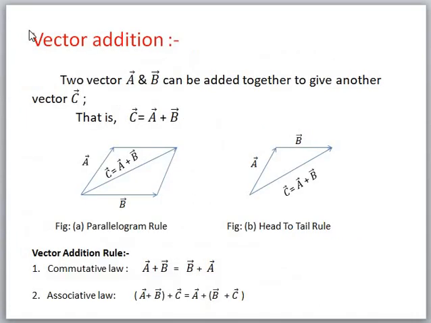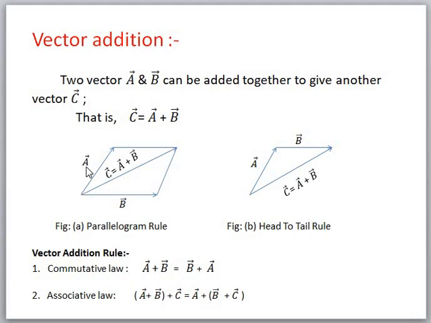Now let's see the next point, vector addition, that is addition of vectors. Any two vectors, vector a and vector b, can be added together to give another vector c, that is, vector c is equal to vector a plus vector b. The method of vector addition is mainly of two types: first the parallelogram method and second the head to tail method.